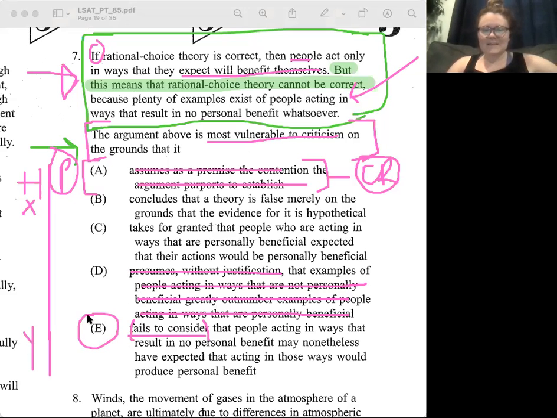But let's go ahead and go up to C. So it says, takes for granted that people who are acting in ways that are personally beneficial expected that their actions would be personally beneficial. Okay, so they're acting in a way that they do get personally benefited. Well, yeah, that's the whole point here, right? People expect that they're going to act in a way that they're going to receive. But our issue is our support is saying that people didn't get benefits. Okay, I see. So it's like, yes, I guess we do take for granted that people are doing this because of this, but it's not a problem because that's not what our reasoning is talking about at all. Does that make sense?